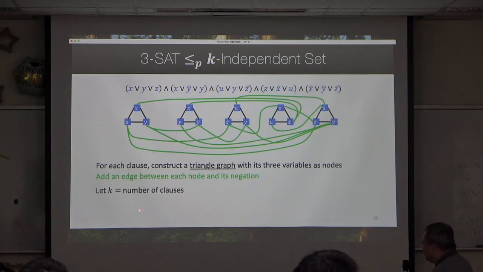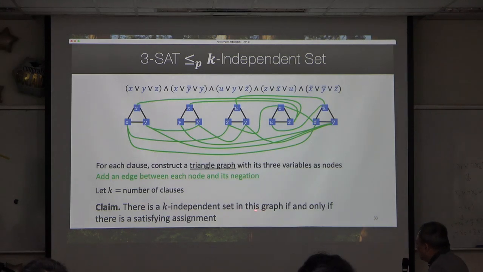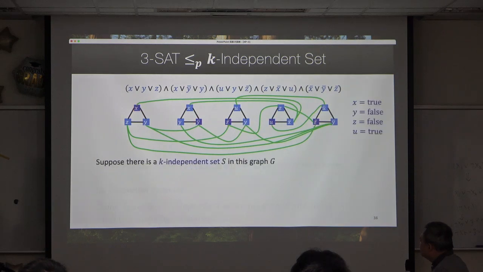Now let K be the number of clauses. We claim there's a K independent set, to be exact a 5 independent set, because K is 5 in this graph, if and only if there is a satisfying assignment. First, suppose there's a K independent set S in this graph G.